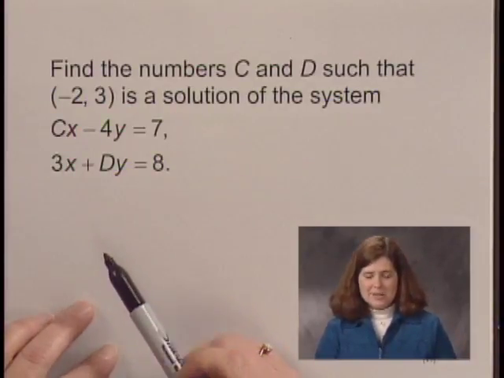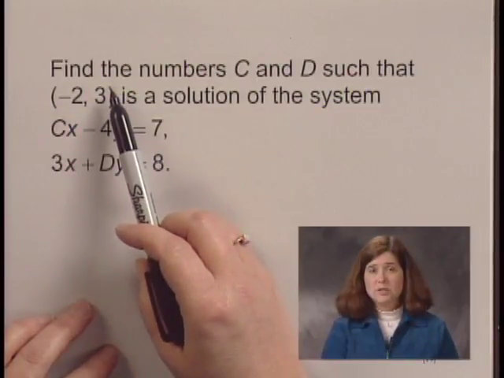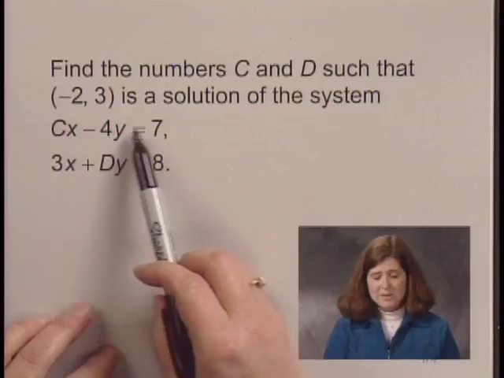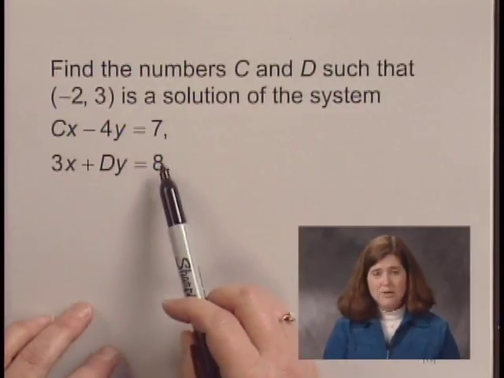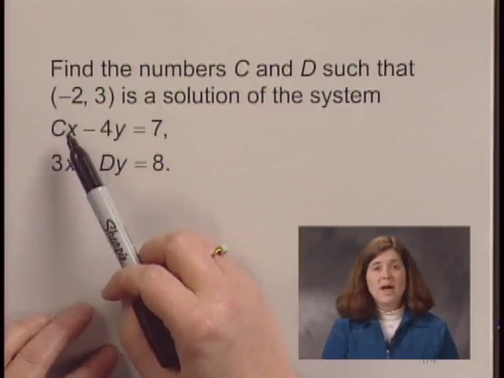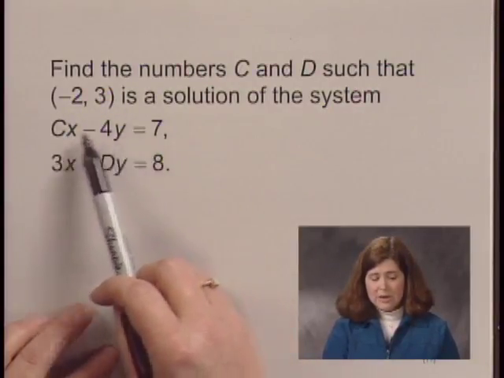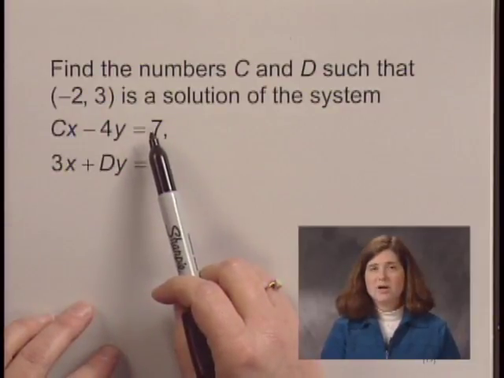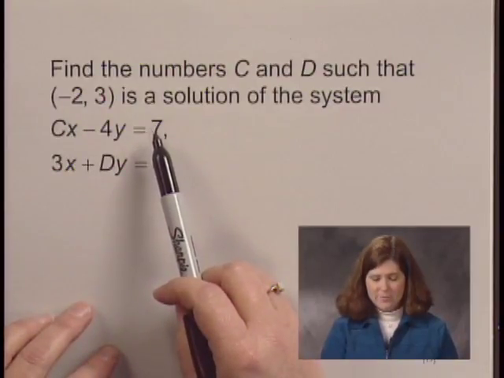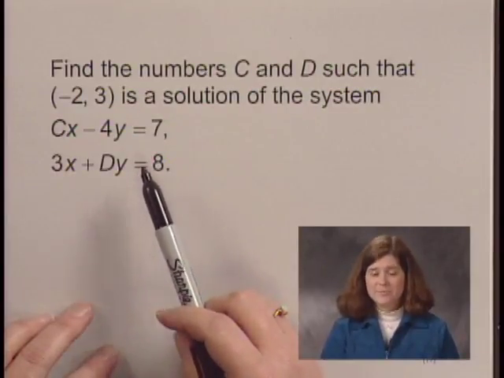The key to this is to note that this ordered pair, (-2, 3), is a solution of the system, which means it makes this equation true and it makes this equation true. So I can substitute -2 for x and 3 for y. When I do that, I will be left in the first equation with only the variable c, which I can solve for. In the second equation, I'll be left with only the variable d.